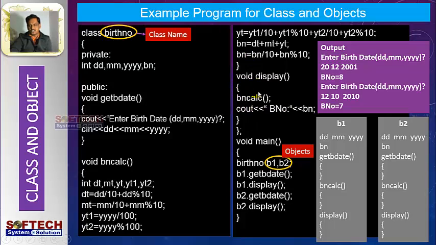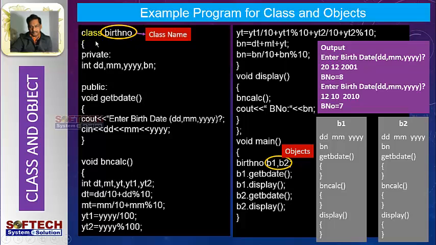The third function is display. If we call the display function, it calls the pncalc function. After calling this function, because Bn is a data member, Bn consists of the birth number. So here we get the output from Bn, B number equal to 8. So if we call display, it automatically calls pncalc, then it displays the birth number. So this is the class.